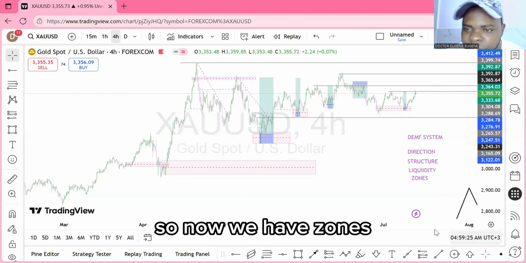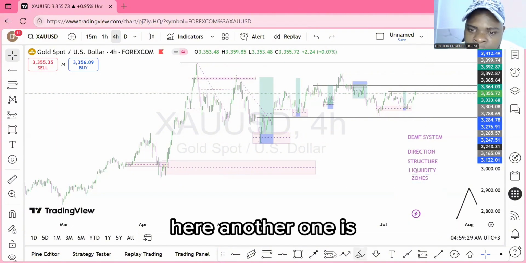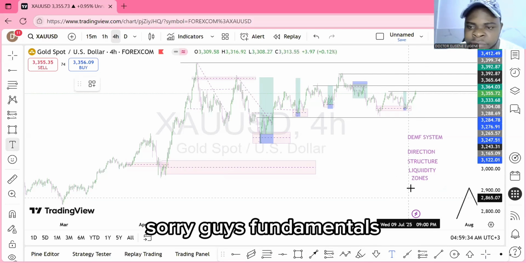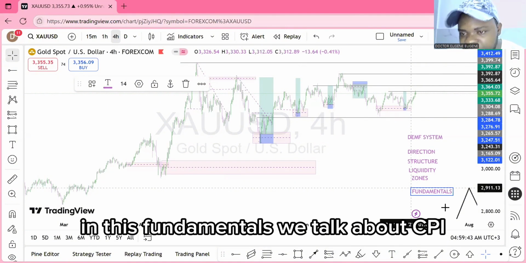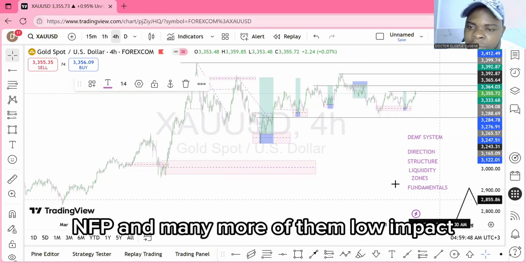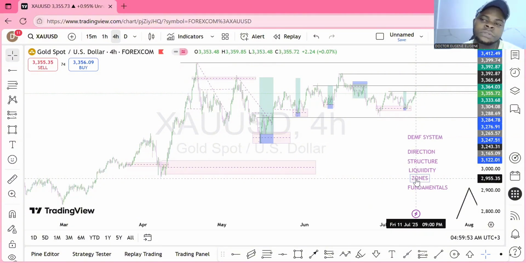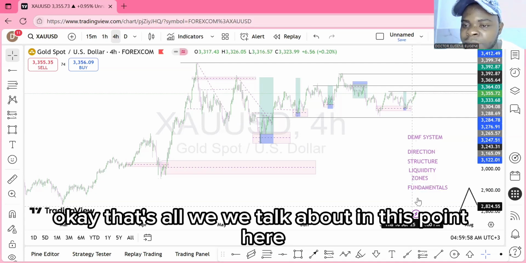So now we have zones here. Another one is, sorry guys, fundamentals. In these fundamentals, we talk about CPI, NFP, and many more of them: low impact, high impact, and medium impact news. That's all we talk about at this point here.